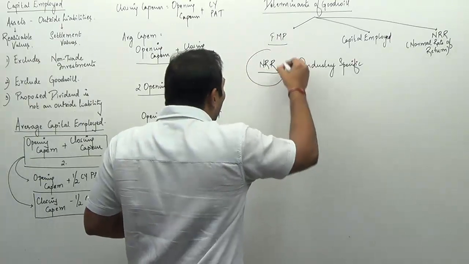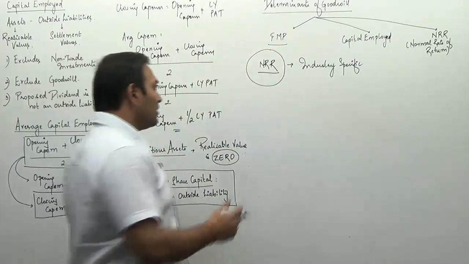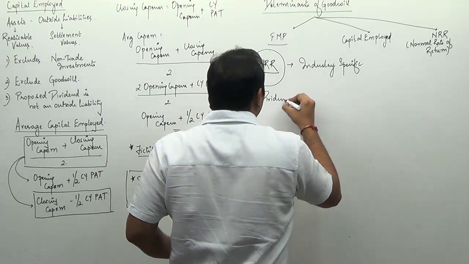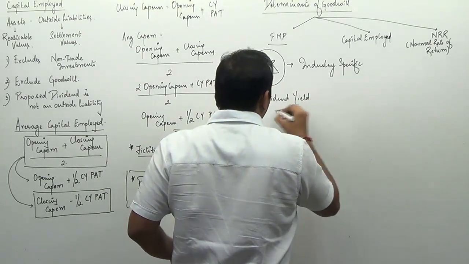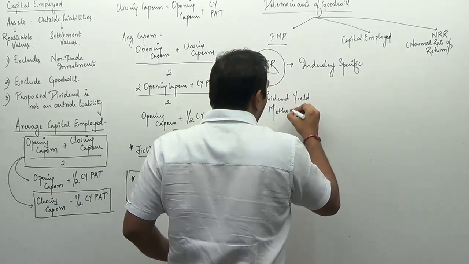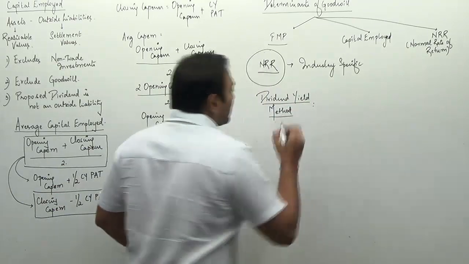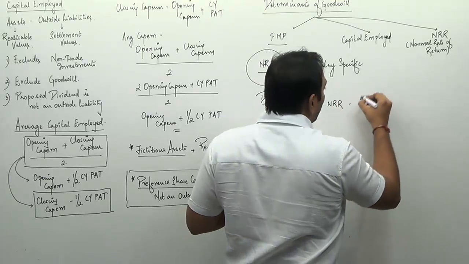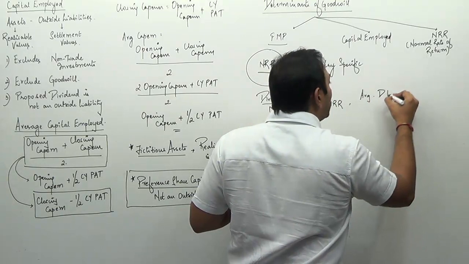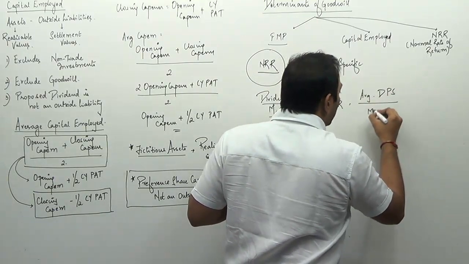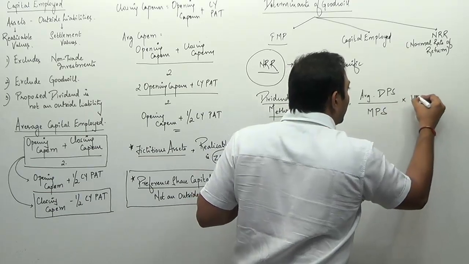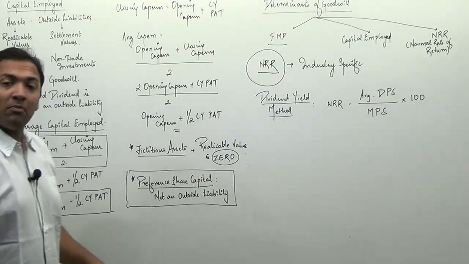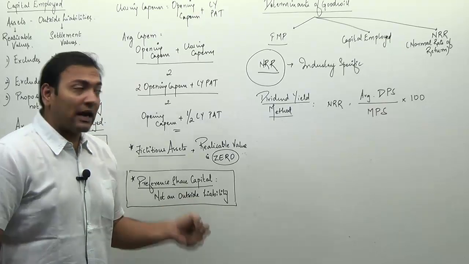Now, how to calculate an NRR when the NRR is not given to us? To find this, we have two methods. The first one is called the dividend yield method. In the dividend yield method of computing NRR, NRR is equal to average dividend per share divided by market price per share into 100.